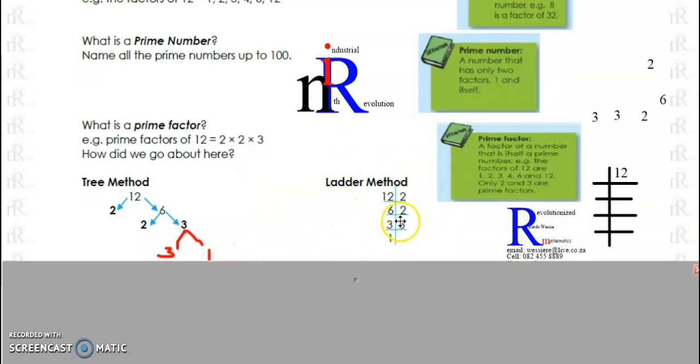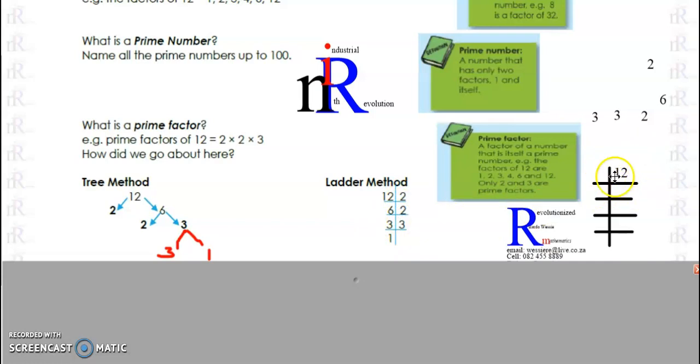So when I look at my ladder method, I say 12 is an even number, so the smallest prime number is 2. 2 goes into 12 6 times. Once again an even number, so 2 can divide into 6 as well. So 2 goes into 6 3 times. So now it is 3. 2 can no longer divide into 3, so I need to go to the next prime number, which is 3. So 3 goes into 3 once, so the prime factors of 12 is 2 times 2 times 3.